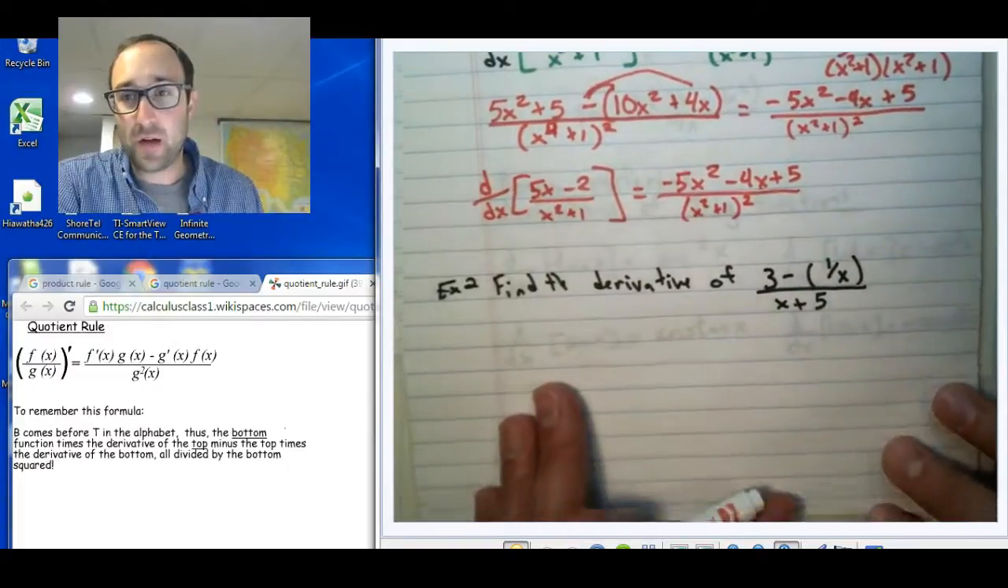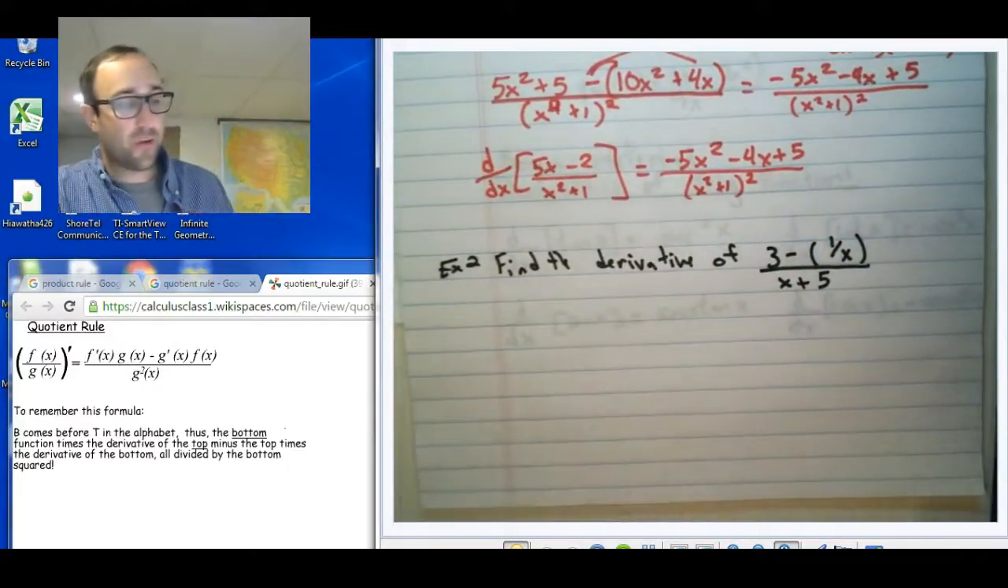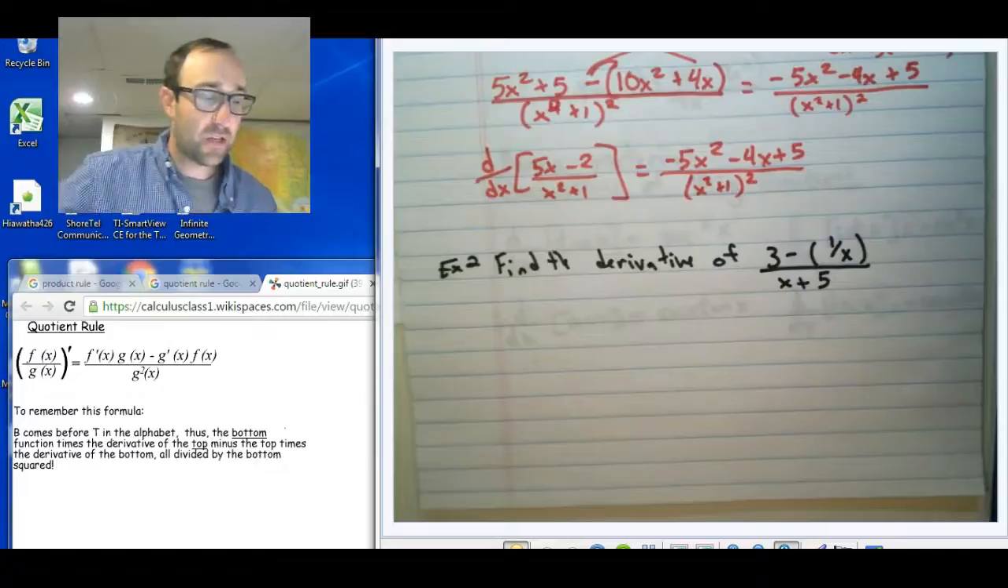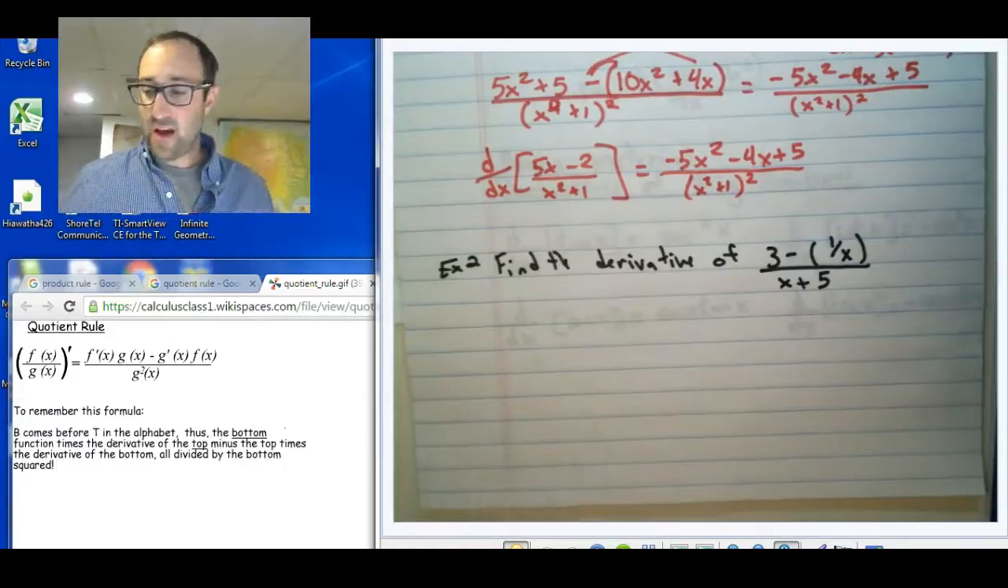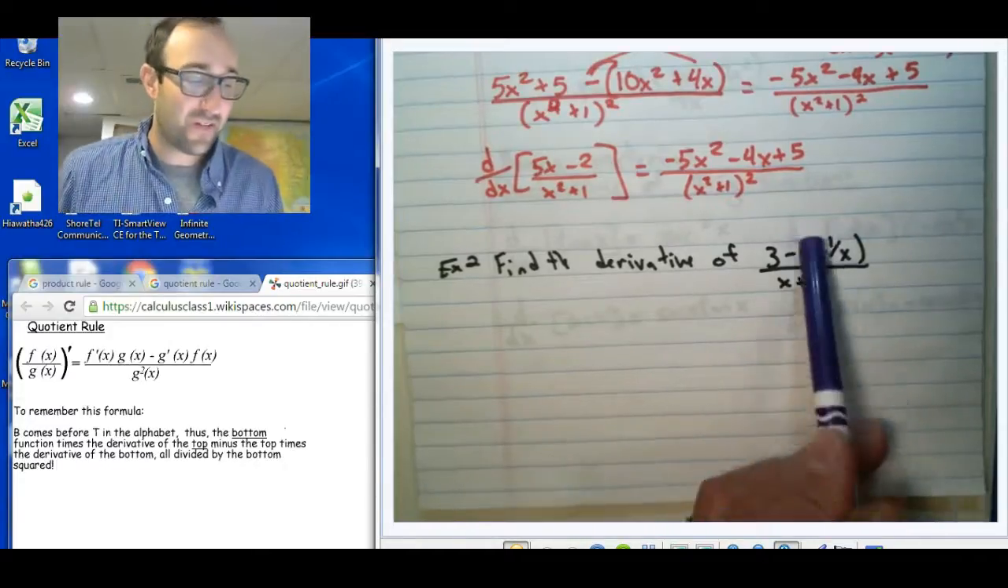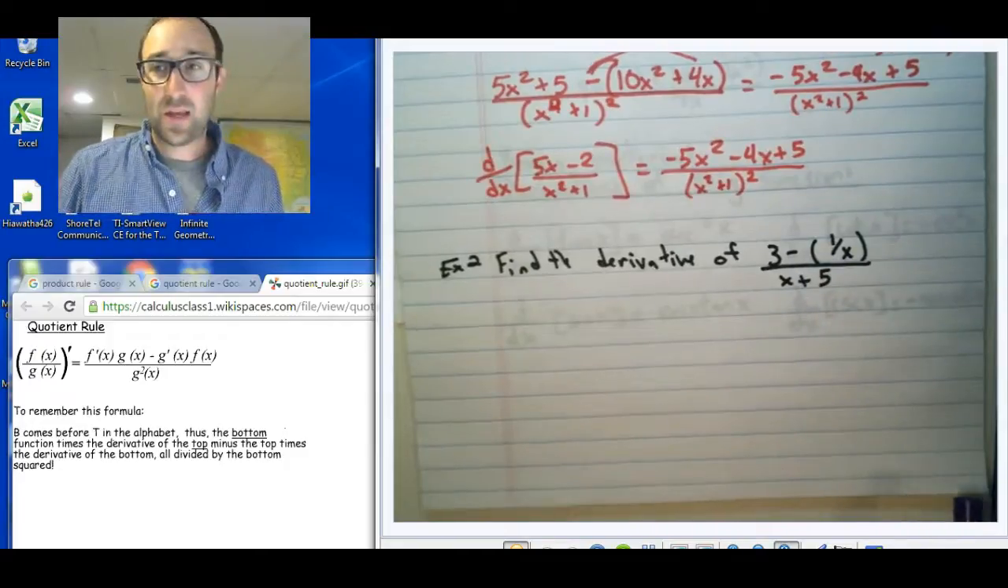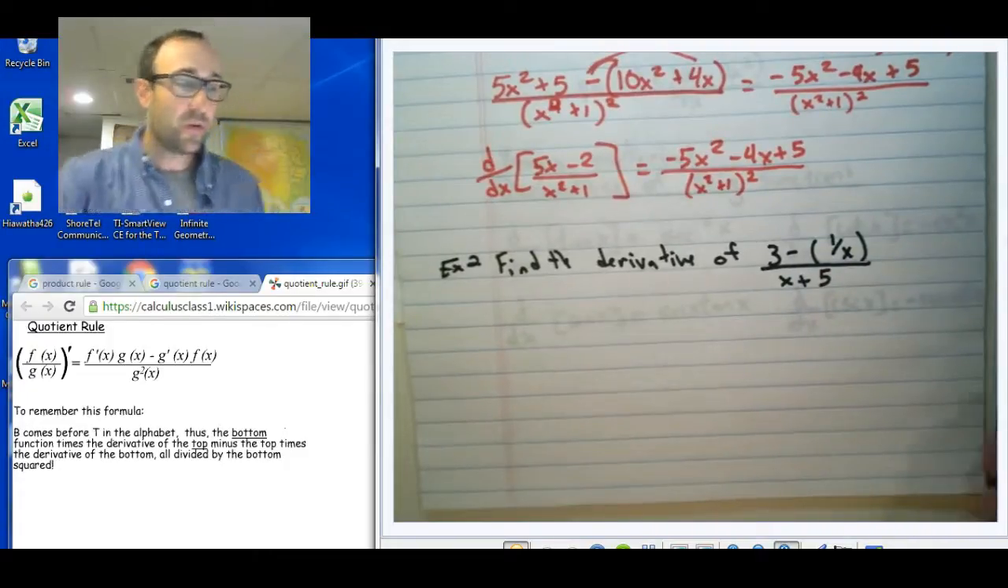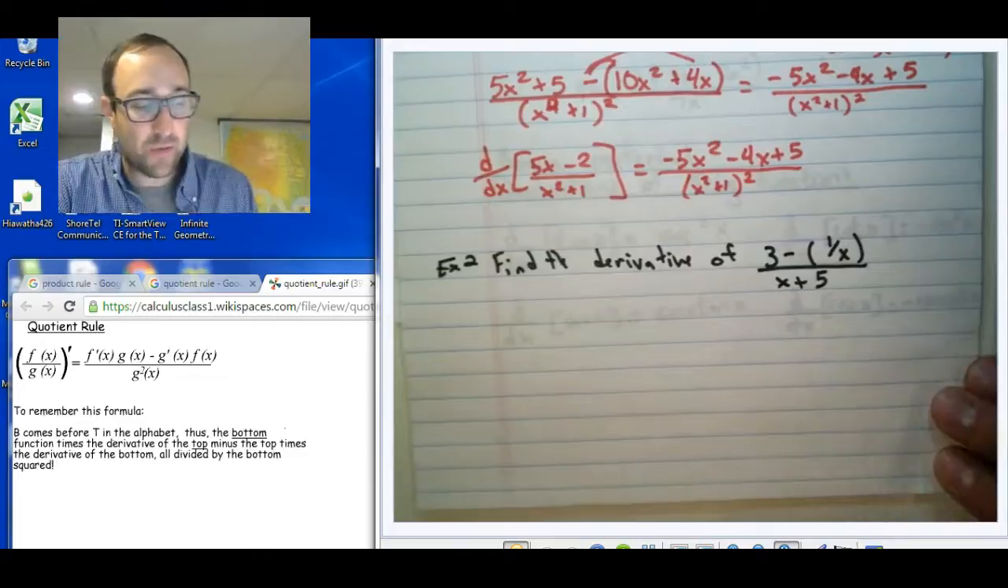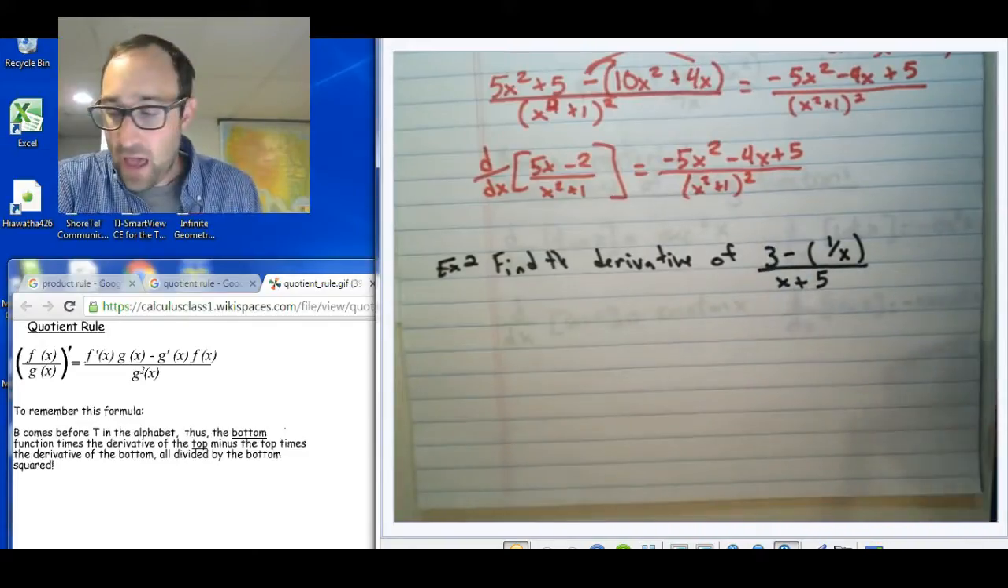Okay, now let's do example number 2. Find the derivative of 3 minus 1 over x, divided by x plus 5. What I don't want to do is leave all this here like that. It looks bad. It's no good. So what we're going to do is get rid of x in the denominator by multiplying the numerator by x over x.